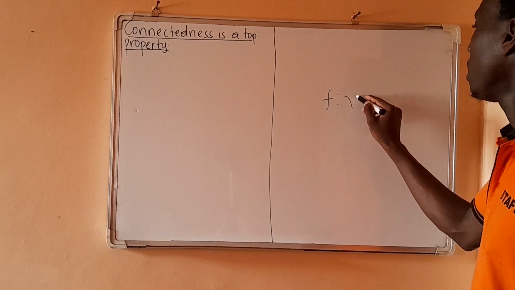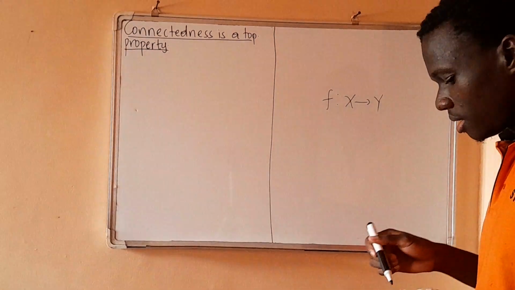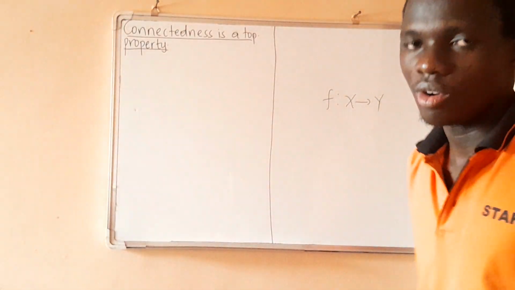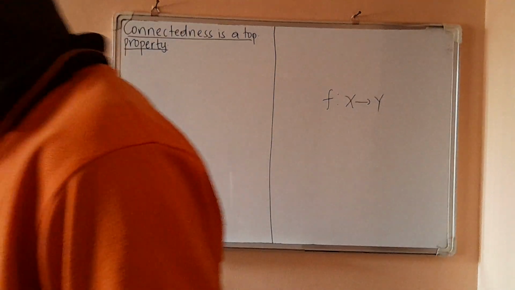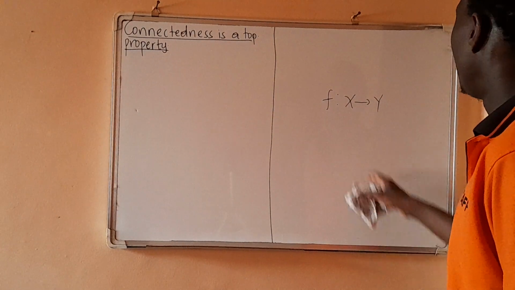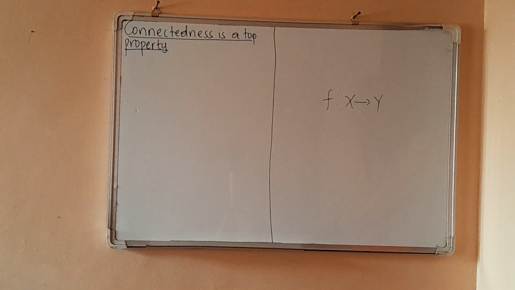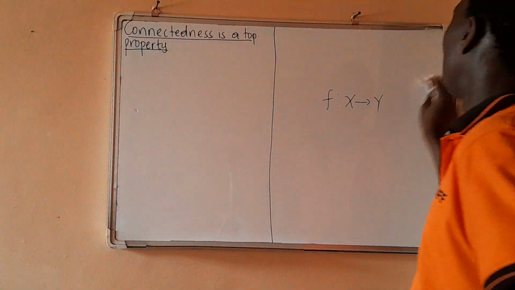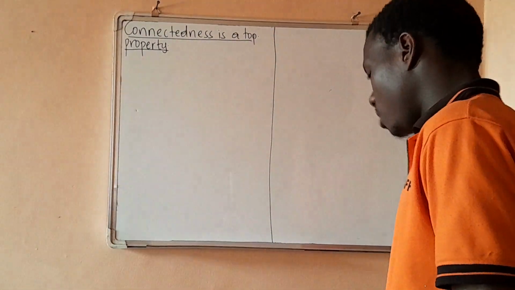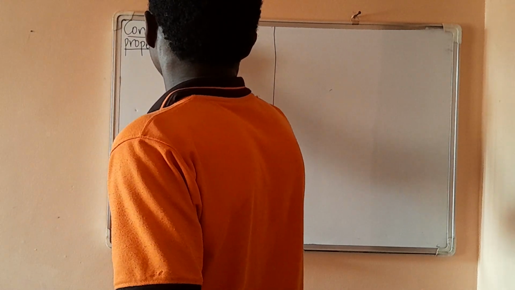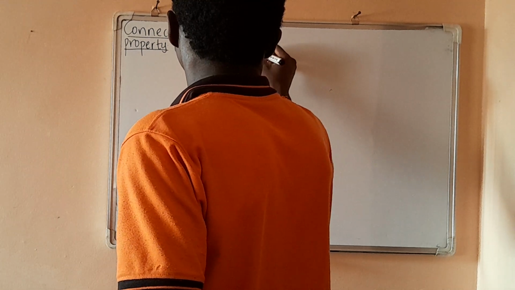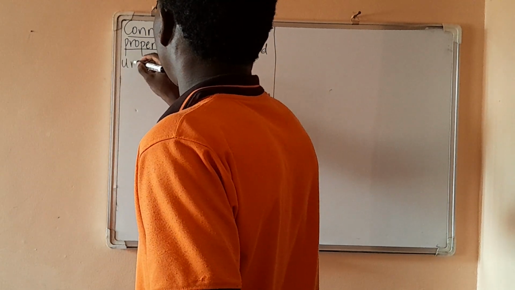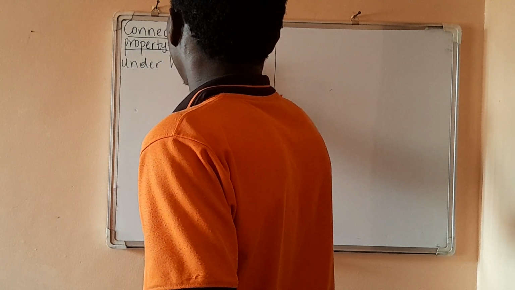f from X to Y, and suppose that X is connected. If you make an assumption that X is connected, since f is a homeomorphism, then that should imply that Y is connected, as long as f is a homeomorphism. So connectedness is a topological property, that is, it's preserved under homeomorphism.